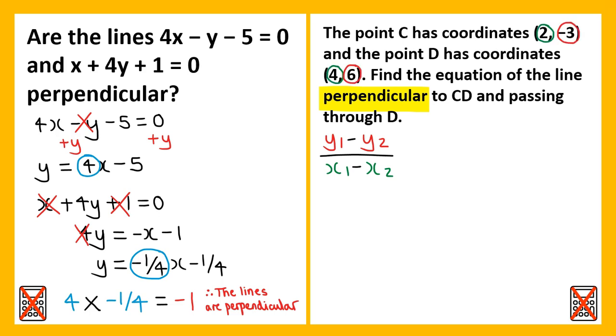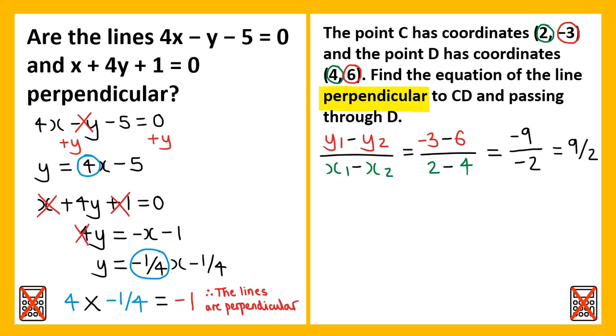It doesn't matter which coordinate I start with, as long as I stay consistent throughout. So if I start with the y value of negative 3 and subtract the other y value of 6, I need to stay consistent and use the corresponding x value to negative 3, which is 2, and take away the corresponding x value to 6, which was 4. Simplifying my numerator, negative 3 take away 6 is negative 9, and simplifying my denominator, 2 take away 4 is negative 2. Negative 9 over negative 2 is 9 over 2.